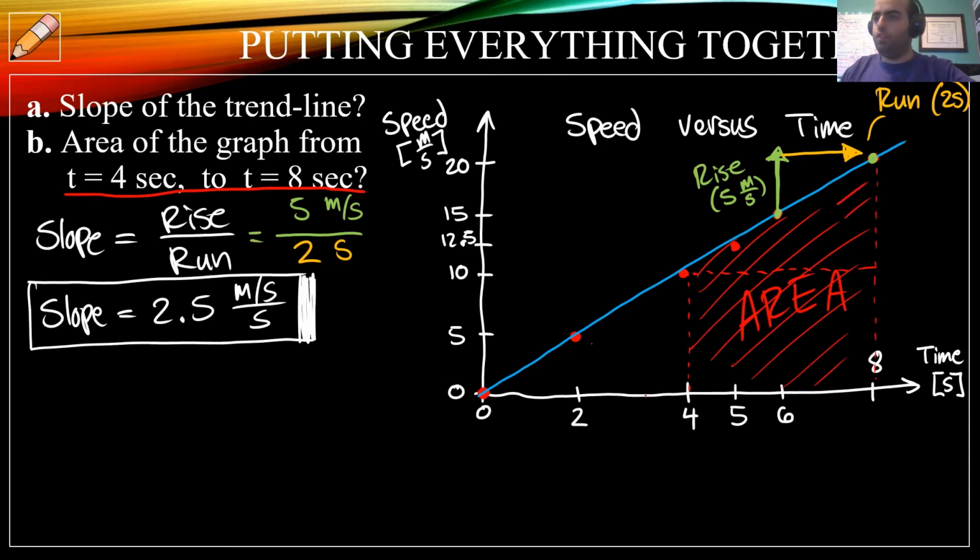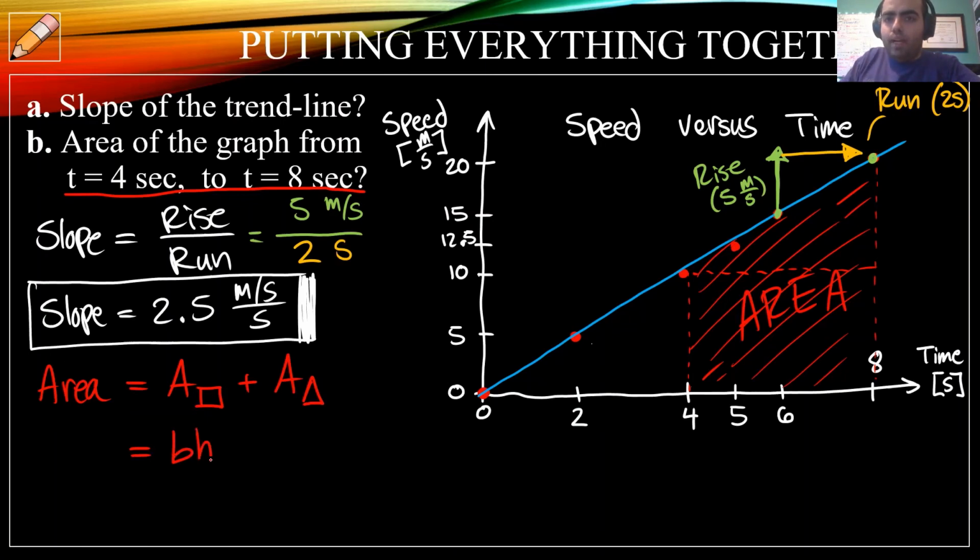So that's what we're going to do for part B. We're going to break that area that they're asking us about into a rectangle and a triangle. The area is going to work out to be the area of a rectangle plus the area of a triangle. And on your formula sheet, you have the formula for both of those things. The area of a rectangle is base times height, and a triangle is 1/2 base times height.